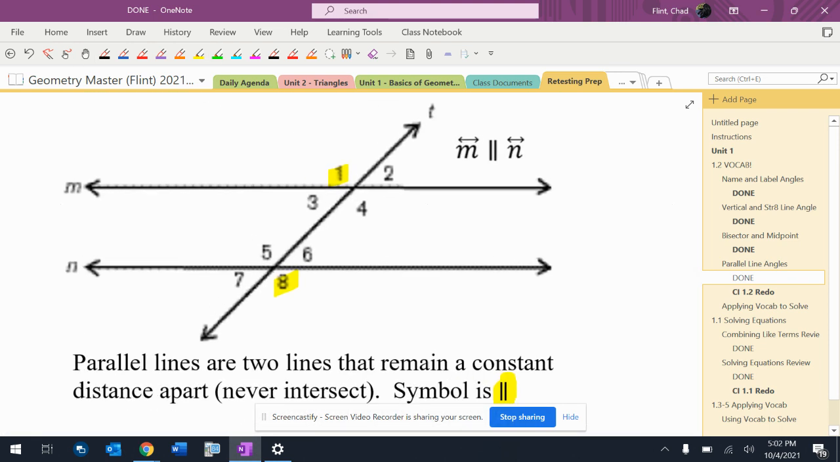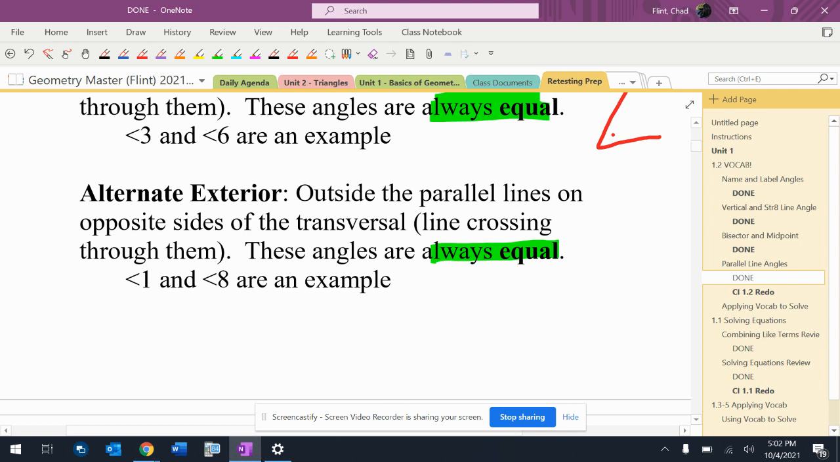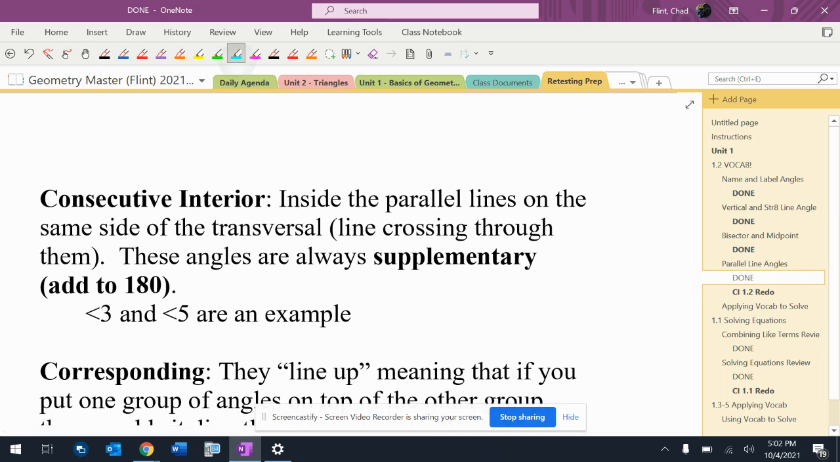The next ones down there are called consecutive interior. Consecutive interior angles are both inside the parallel lines, and this time they're on the same side of the transversal, such as 3 and 5. If you look at them, that angle and that angle do not look equal to each other. They're not open the same amount. If you go down and look at what it says, these are always supplementary, which means they add up to 180. So these are kind of the oddball of these four angles because they're the ones that do not get set equal to each other.